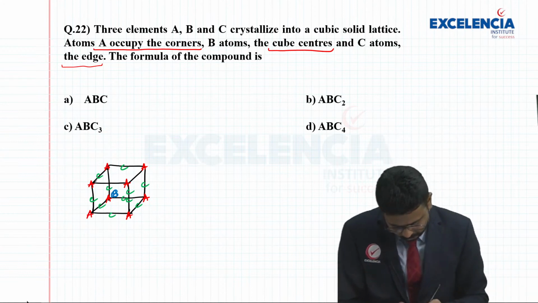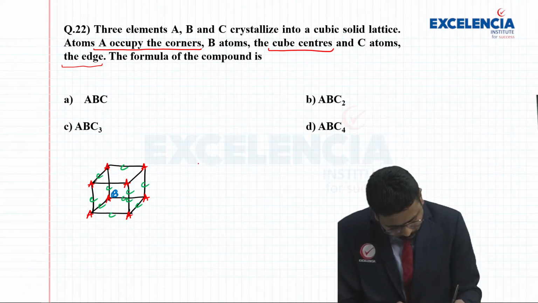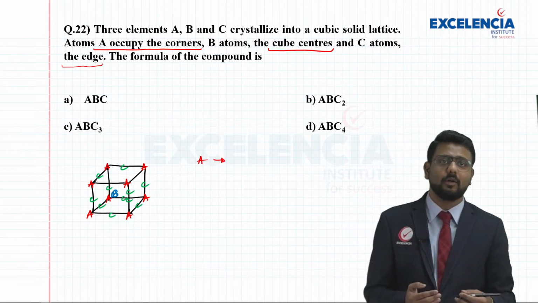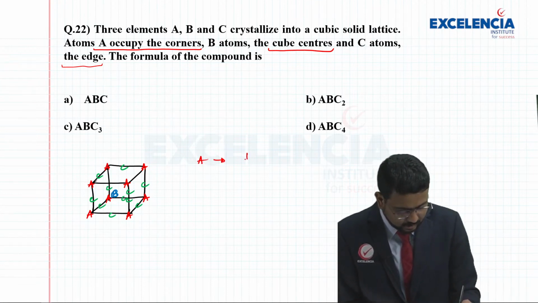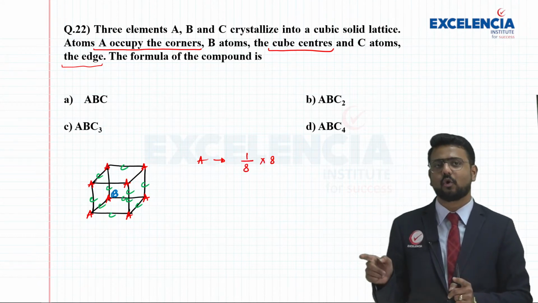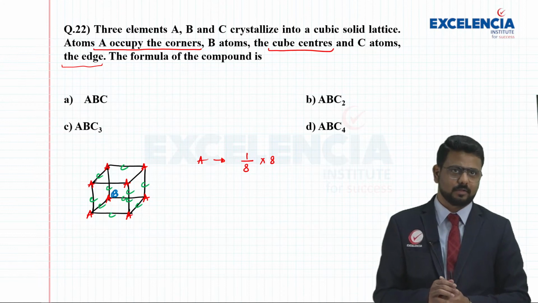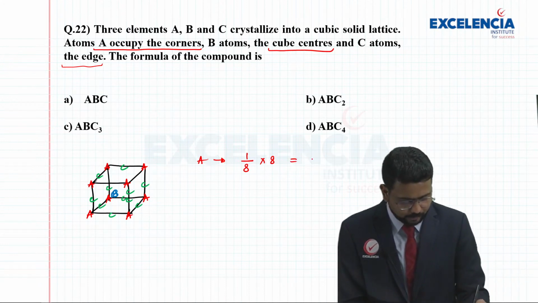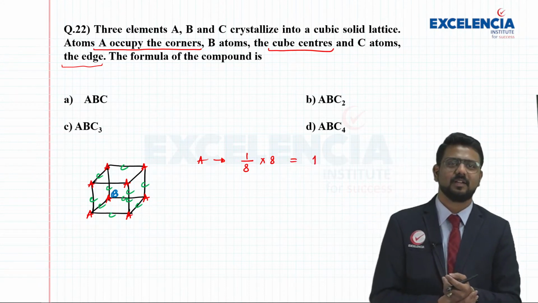Now one thing is very much clear. What will be the contribution of A, the number of atoms of A per unit cell? Can I say because they are present along the corners, we can have it as 1/8 times 8. That is the part of the particle at the corners multiplied by the number of corners, right? So definitely here it is going to be 1, right?